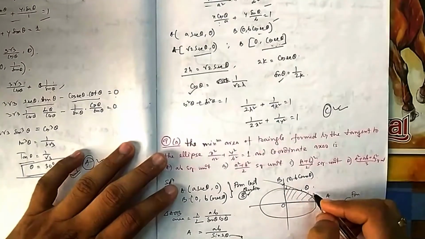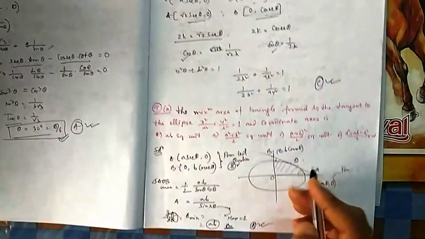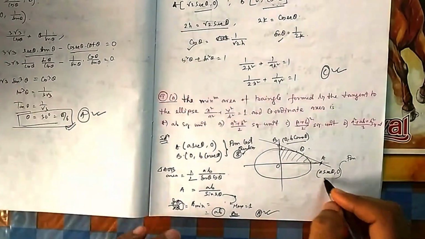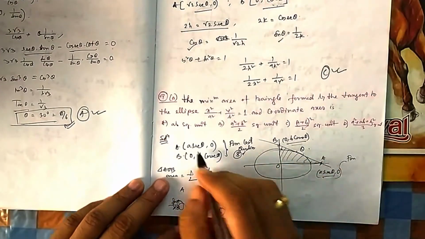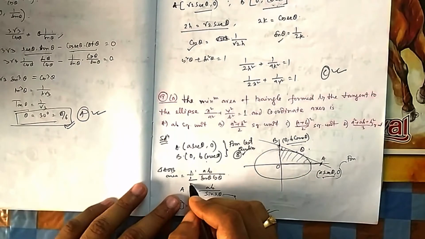So once you know the equation of the tangent, then you can find these two coordinates. From the last question I am taking these coordinates I have considered. This is a sec theta, 0, and this is 0, b cosec theta. Now once you know this length, you can find the area: half height into base.